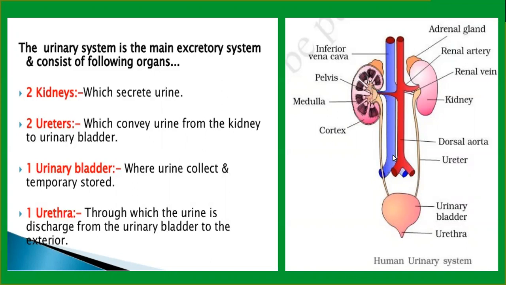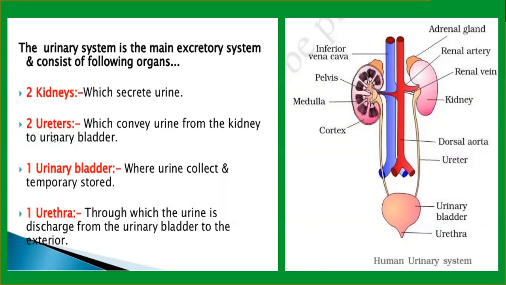So do you know what is the function of the kidney? The kidneys are located in the abdomen, one on either side of the backbone. The main function of the kidney is to remove the poisonous substances from the blood. That leads to the formation of urine.